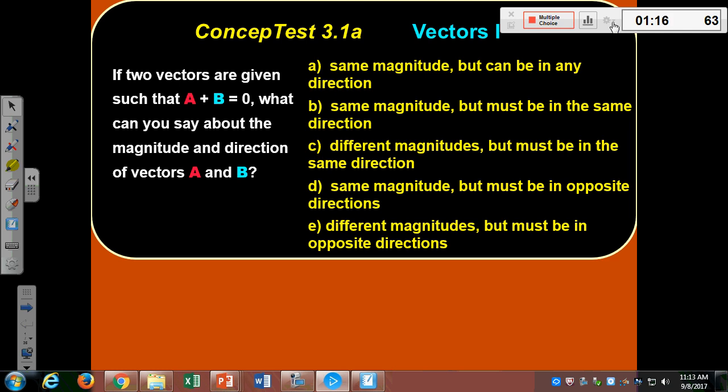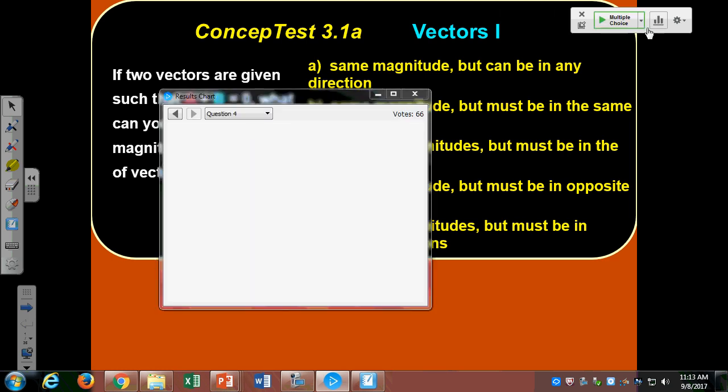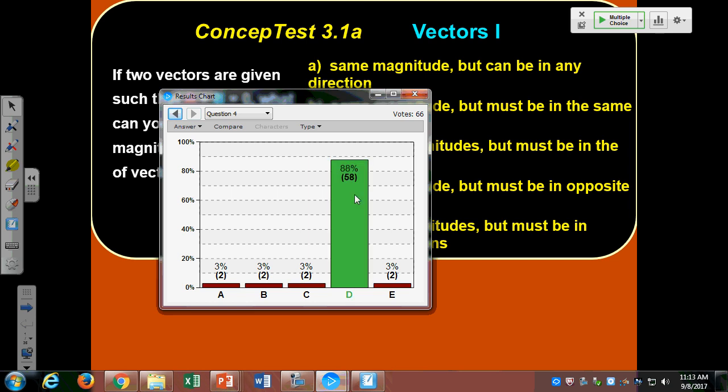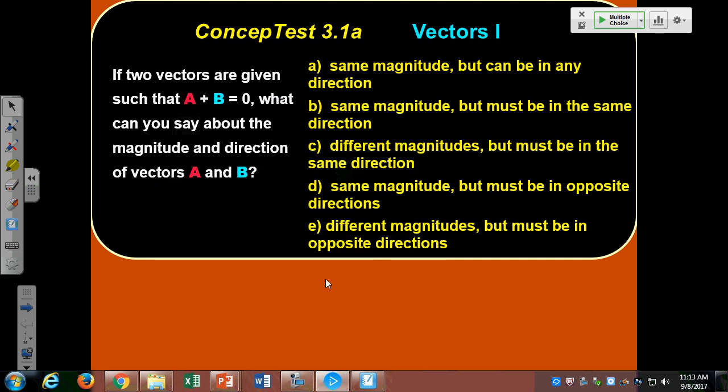All right, let's stop at 125. Okay, good. D is right. If A plus B is 0, that means that they must have the same magnitude, but they have to be in opposite directions. Equal, but opposite directions.